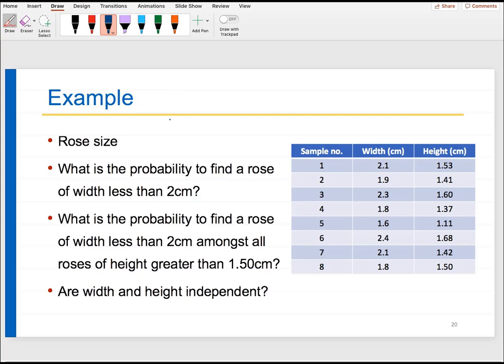Okay, so how can we approach this problem? You will say, I have two random variables, width and height. So you want to find the probability that your width is less than 2 given height is greater than 1.5. Right? From these samples you can find such cases. What will that be? Width is less than 2 given the height is greater than 1.5. How will you do it? I think it's not very straightforward.